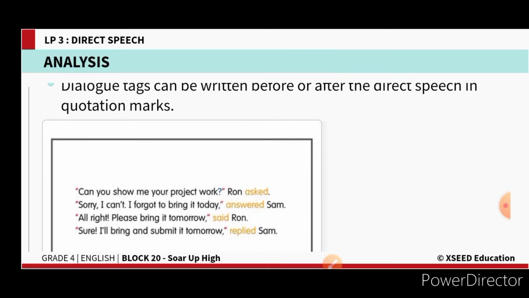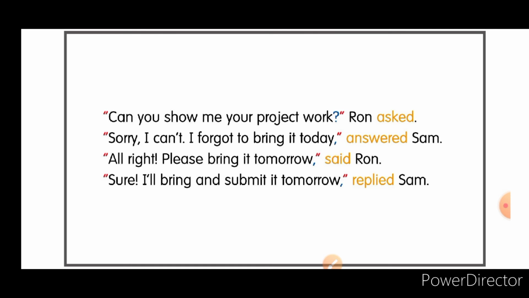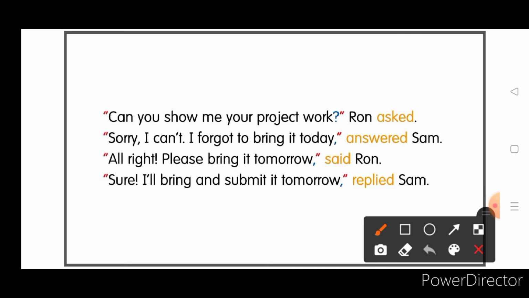Now here, if you see the dialogues, the conversation between Ron and Sam: "Can you show me your project work?" The pink colored ones are the quotation marks. These are the dialogue tags. "Can you show me your project work?" asked Ron. "Sorry, I can't. I forgot to bring it today," answered Sam. "All right, please bring it tomorrow," said Ron. So these are the dialogue tags. "Sure, I'll bring and submit it tomorrow," replied Sam.